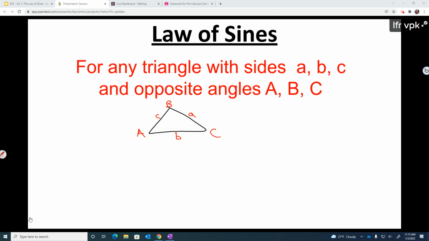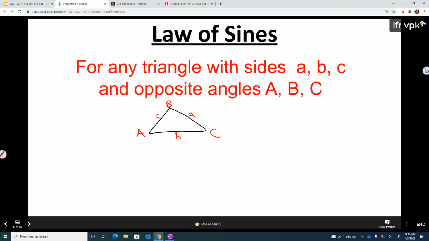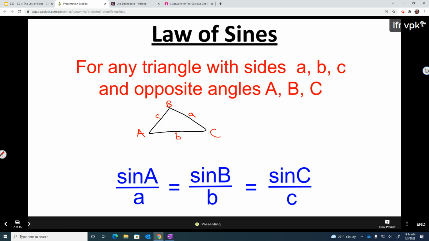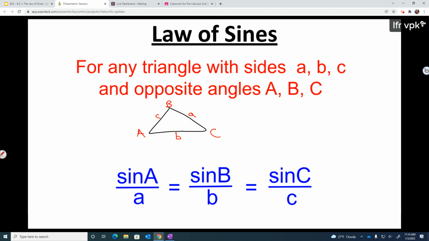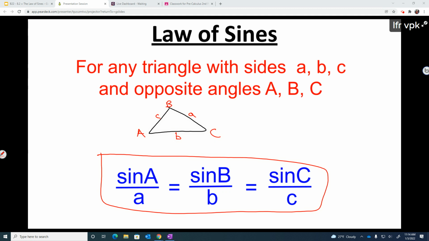Right? So this is our setup, and then the law of sines looks like this. The sine of big A over little a equals the sine of big B over little b, which equals the sine of big C over little c. So that is the law of sines. Basically, the sine of any of the angles over the side opposite is equal to any of the other sines of the big angles over the side opposite.